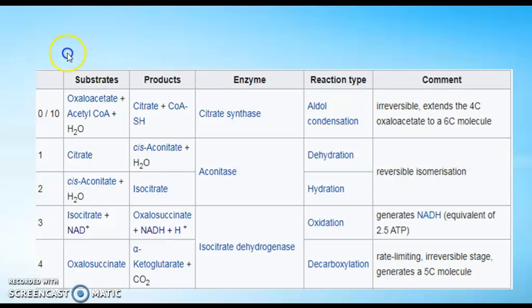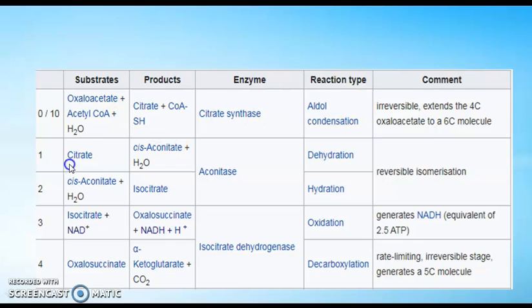These are the different steps of the citric acid cycle. First is oxaloacetate plus acetyl-CoA plus water, in the presence of the enzyme citrate synthase. It gives the product citrate plus CoA-SH; the CoA is from acetyl-CoA. The reaction occurring is aldol condensation. It is irreversible and extends the 4-carbon oxaloacetate to a 6-carbon citrate molecule.